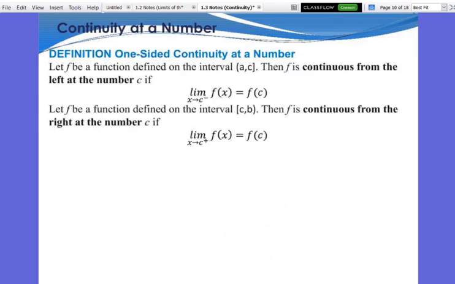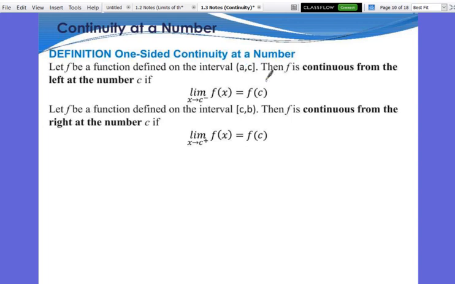All right, so one-sided continuity at a number. Let f of x be defined on an interval. So what does the parentheses mean? What's this parentheses right here mean? Is it included or not included? No, not included. We're not going to include A, but does it include C? Yes, it includes C.